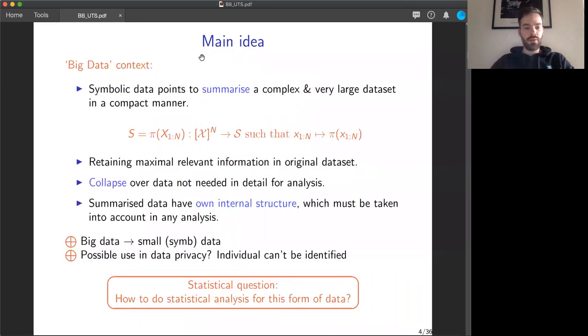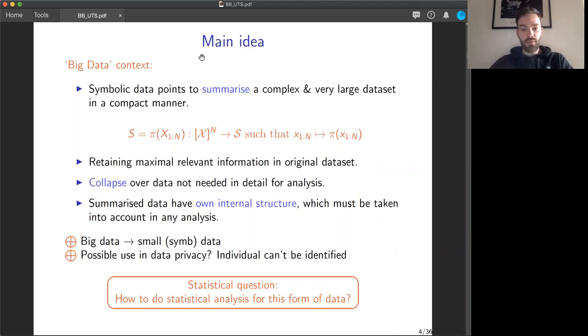All right, so that idea of non-standard data can also be used in the big data context. So imagine that you have a data set that is complex and too large to either analyze or store in your computer. You want to use symbolic data points to summarize the information that is contained in these data sets.